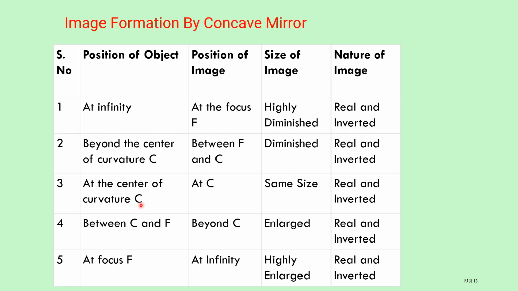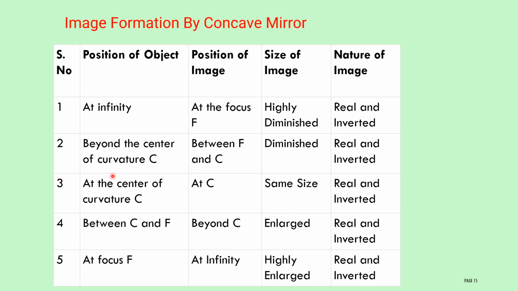Let us summarize here. Position of an object: if the object is at infinity in the case of concave mirror, position of image you will get at the focus F. Size of the image is highly diminished. Nature of the image is real and inverted. Second one, position of object is beyond the center of curvature C. Position of the image is between F and C. Size of the image is diminished. Nature of the image is real and inverted.